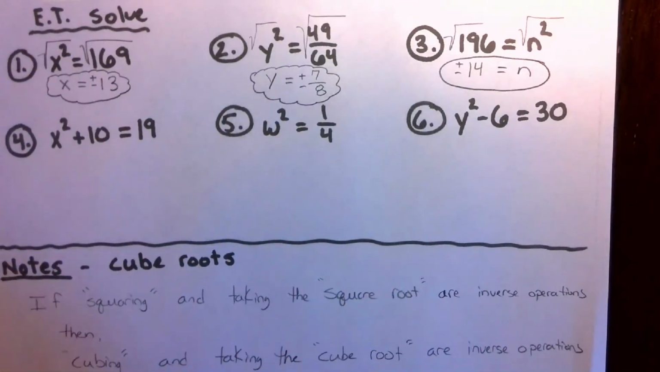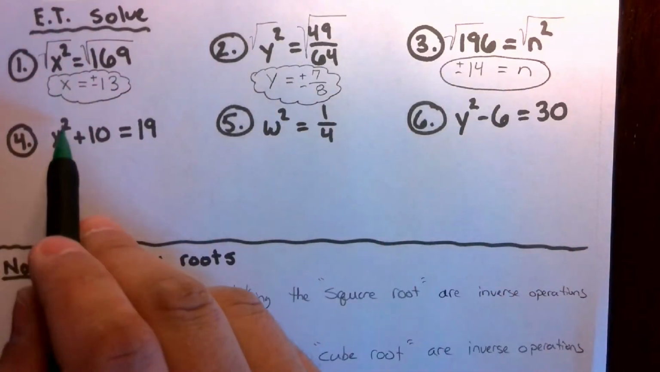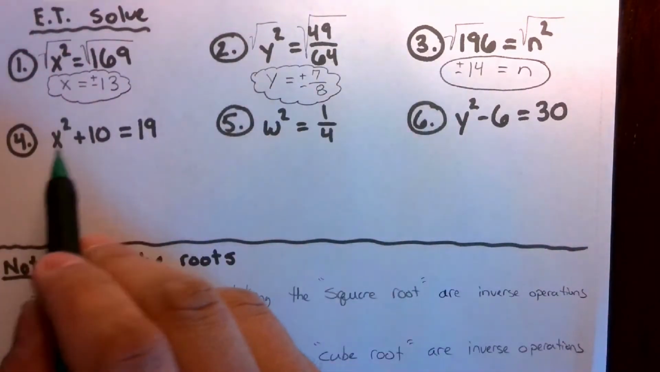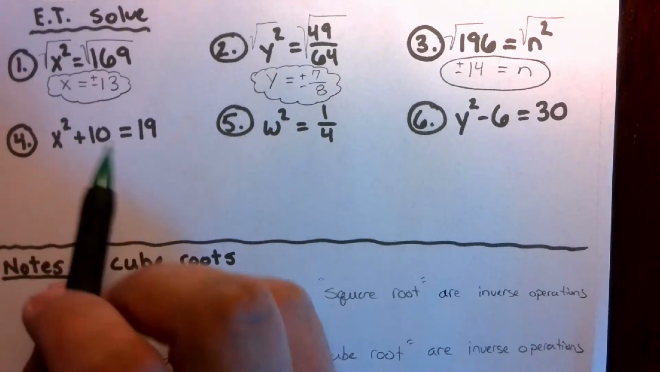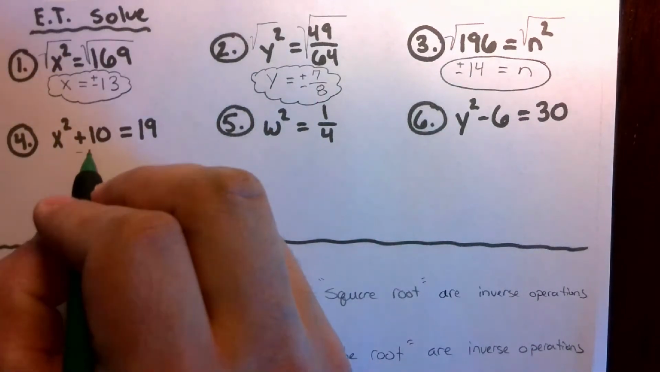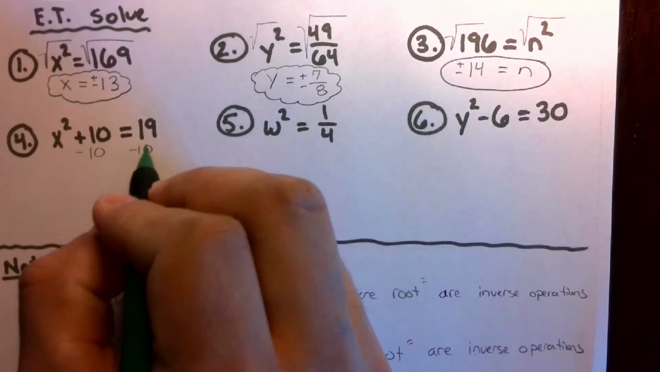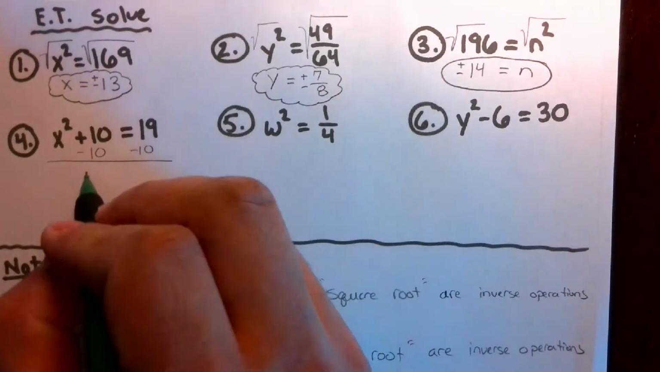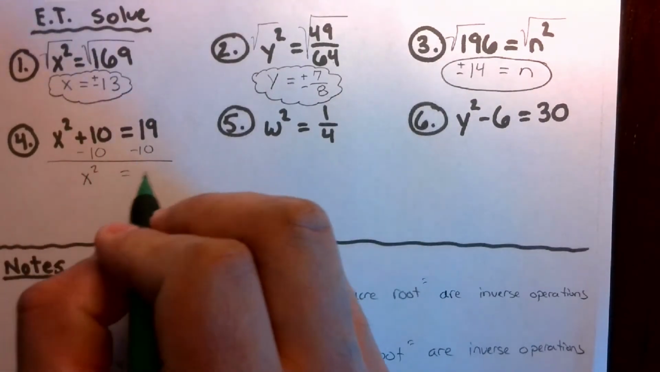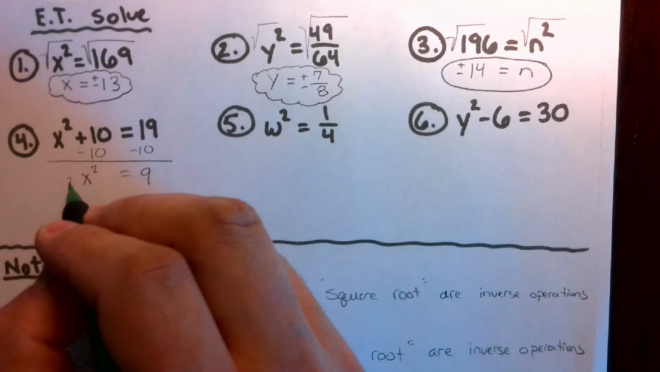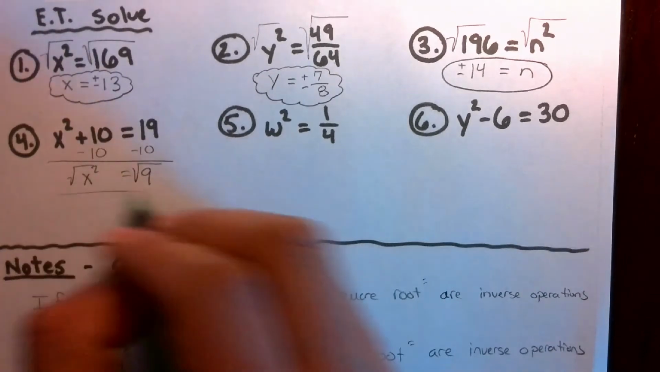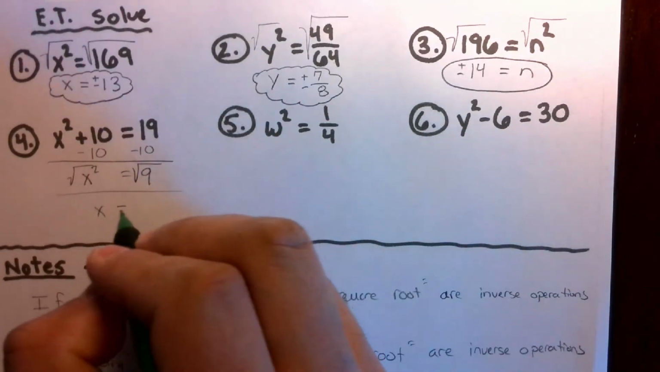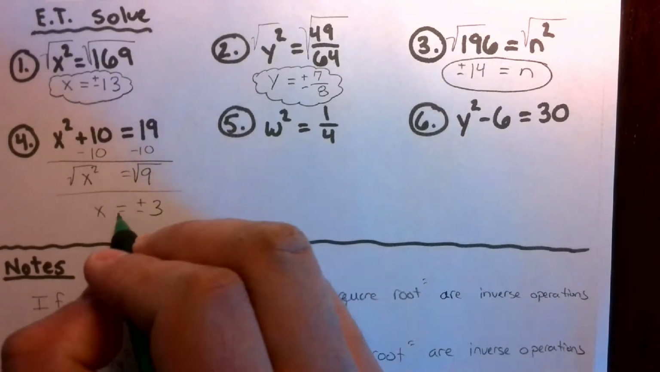Okay, now number 4. Before I take the square root, I'm going to first isolate the squared variable here, so I'm going to get rid of this plus 10 first. I start by doing an algebra step of subtracting 10 from both sides, leaving me with x squared equals 9. Now I'll take the square root of both sides. We get x equals plus or minus 3.